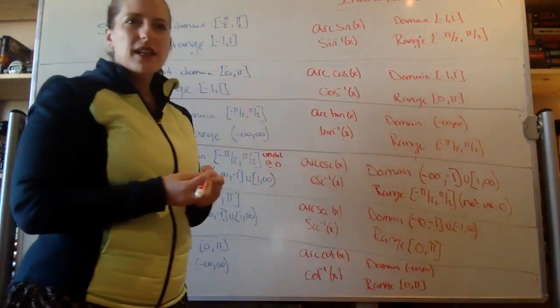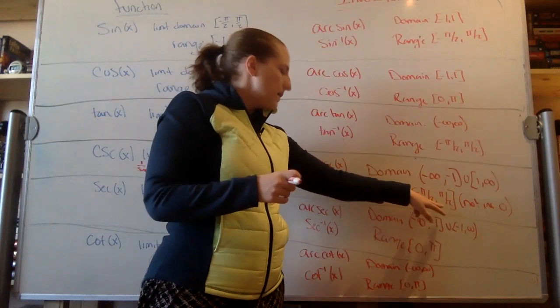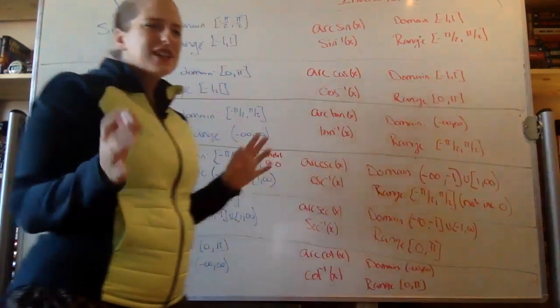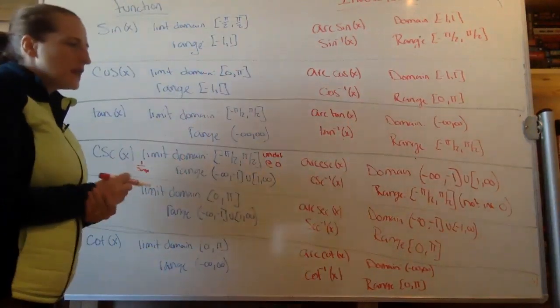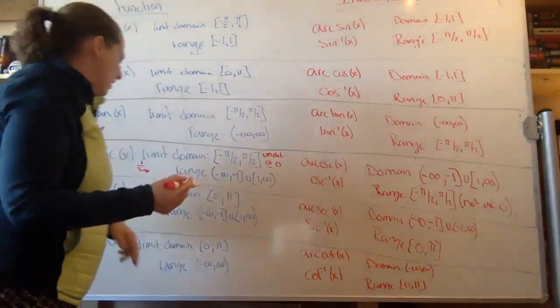Now, that's kind of a funny little distinction. We could build our range to be negative pi over 2, comma 0, union 0 to pi over 2. It's a really small distinction, but I did want to talk about it briefly just so we don't get the wrong idea. We need to do the same thing with our arc secant.